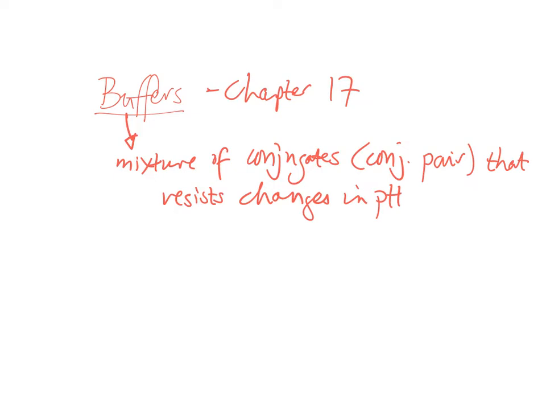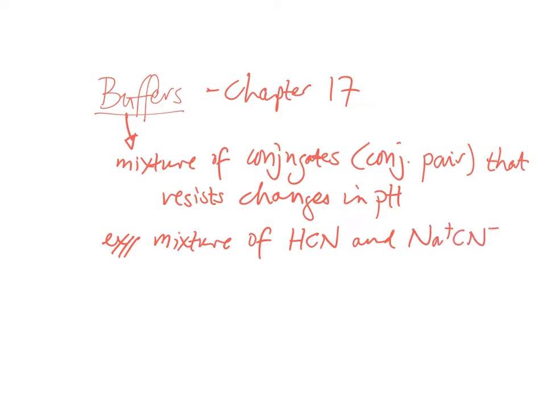The first thing really is simply how it works. Let's say that we have the example of a mixture of, and it doesn't matter the amounts, HCN and NaCN, where again, we don't need to worry about the Na part of NaCN. So we have our conjugates, HCN and CN minus.